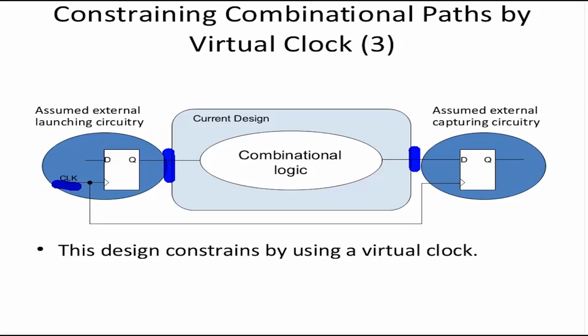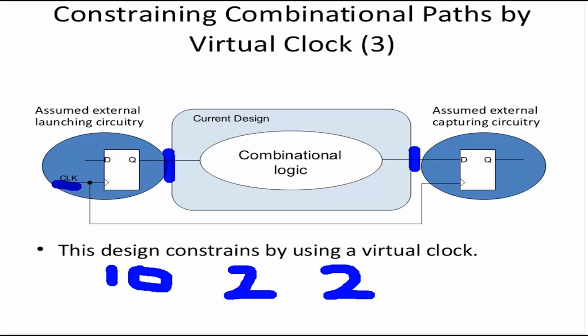So I assume that there is a virtual clock called CLK. Now let's say the CLK period is 10 nanoseconds, and I say that the input delay here is, let's say, 2 ns, and the output delay here is 2 ns, with respect to this clock, with respect to CLK. Now CLK is a virtual clock again.